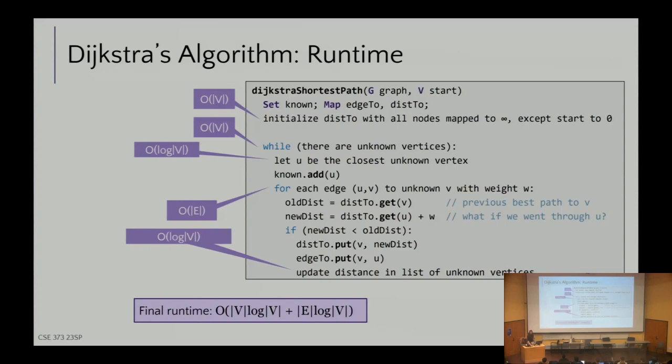Yeah, percolations. So that's where that E log V comes from, because this for loop runs in E, and then this is a log V within the for loop. Any other questions so far?